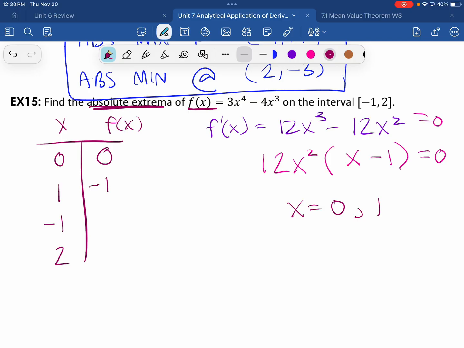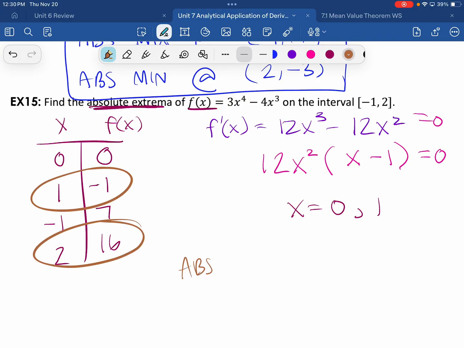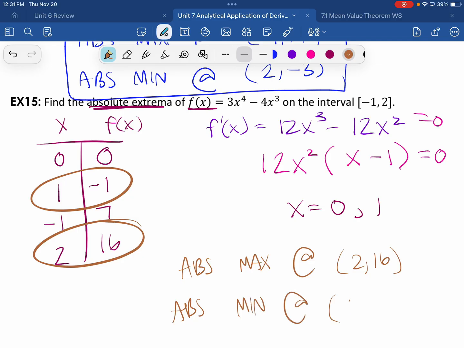What happens when you plug 1 in? -1. What about when you plug -1 in? 7, because the -1 to the 4th just turns positive, and the -1 to the 3rd is negative, which turns the -4 positive, and it's 3 plus 4. And then 2? 16. So your absolute max is at 2, 16, and the absolute min is at 1, -1.